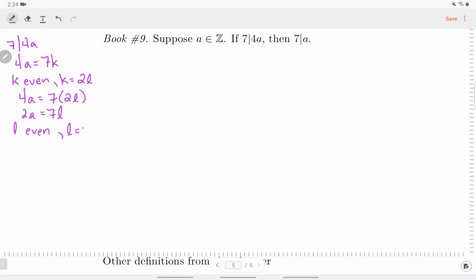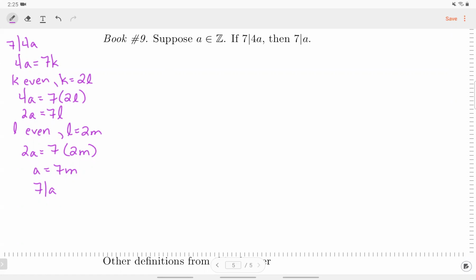So that means L is 2 times M. So 2a equals 7 times 2m. Divide by 2, a equals 7m. Yes, but what's my goal? My goal is to get 7 divides a, which is what I have, right? So yeah, it looks really, really similar all throughout, but that's because our hypothesis and our conclusion that we wanted are both very similar statements.